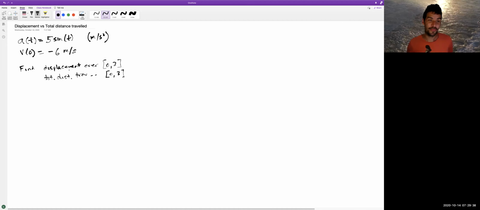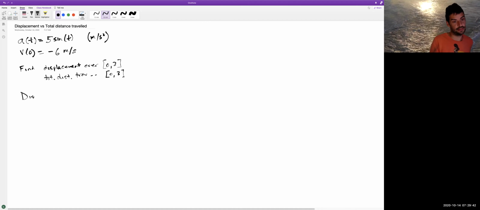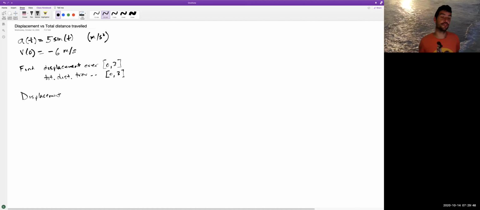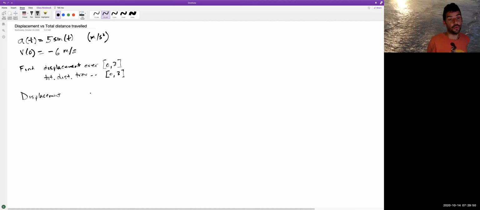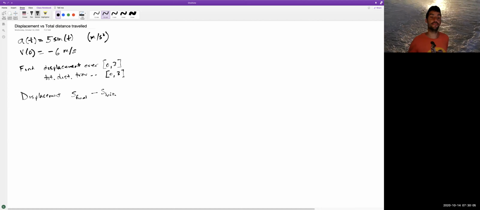So let's start with finding the displacement. So to find the displacement, again, how far is the object from where it started? We could take, let's use S to be position. So we could just take its final position minus its initial position, right? Where it was in the beginning.